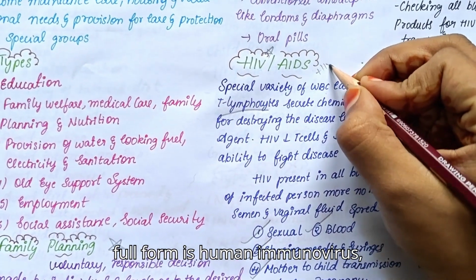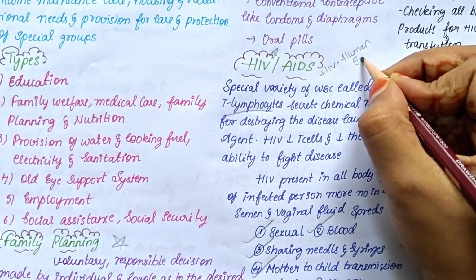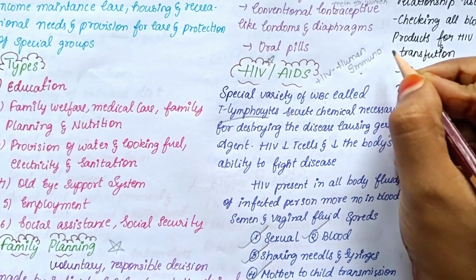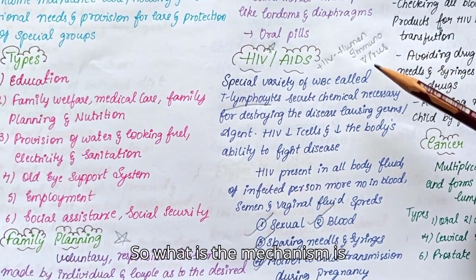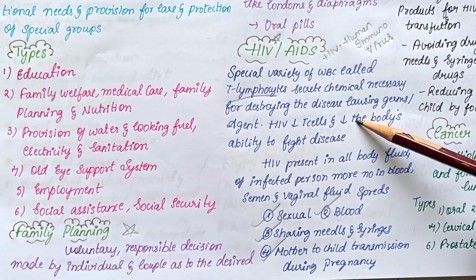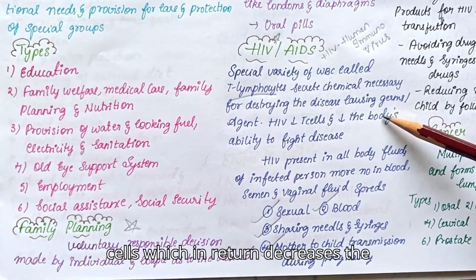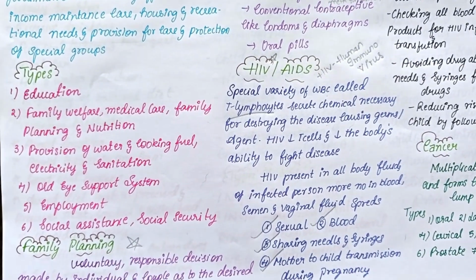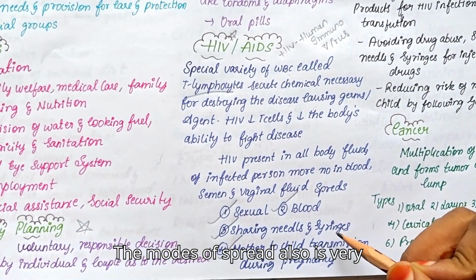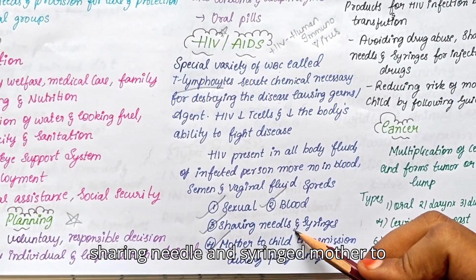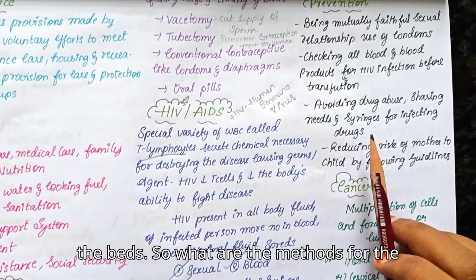HIV full form is human immunodeficiency virus, a very important full form. The mechanism is that HIV decreases the T cells, which in turn decreases the body's ability to fight against diseases. It is an important aspect. The modes of spread are also very important: sexual, blood, sharing needle and syringe, mother to child transmission. These are asked in the bits.